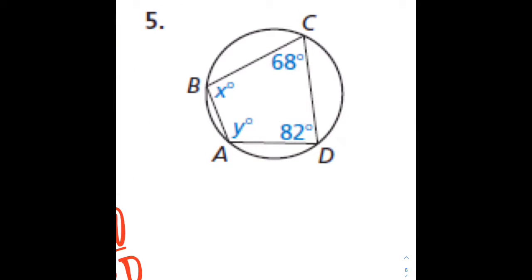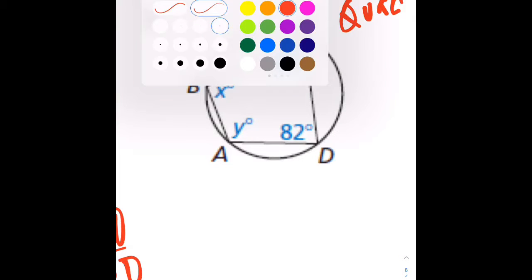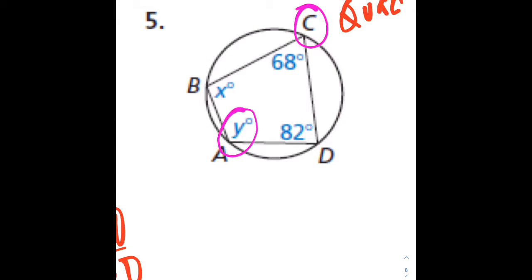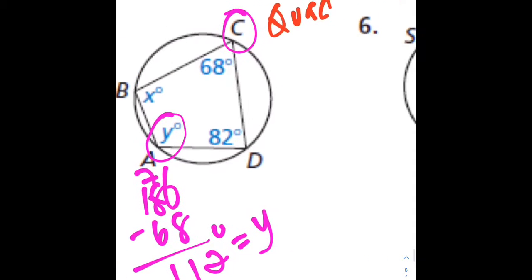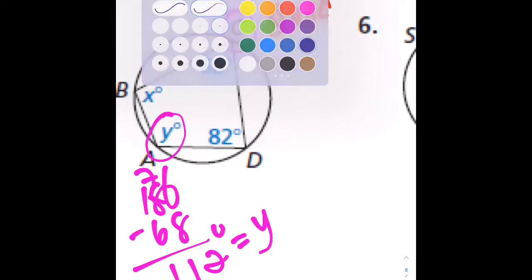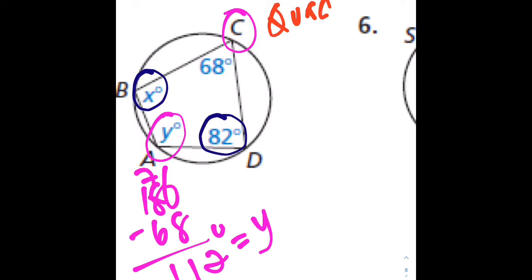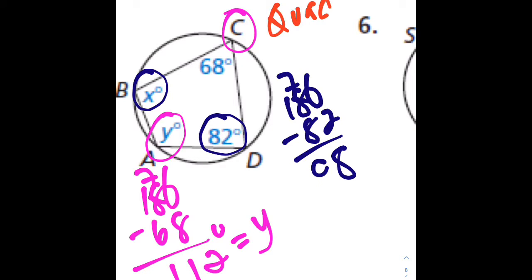In problem 5, we have a quadrilateral that is inscribed in the circle, and our theorem tells us that opposite angles have to be supplementary. So I would get y by taking 180 minus 68, and so y is equal to 112 degrees. And then x and 82 have to be supplementary. So 180 minus 82 would give me that x would be 98 degrees.